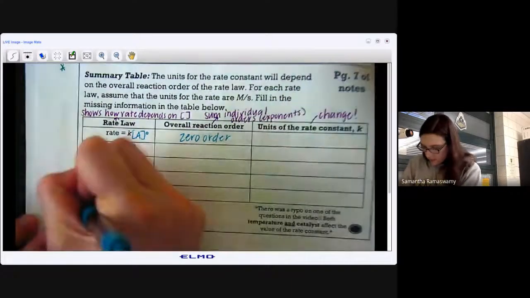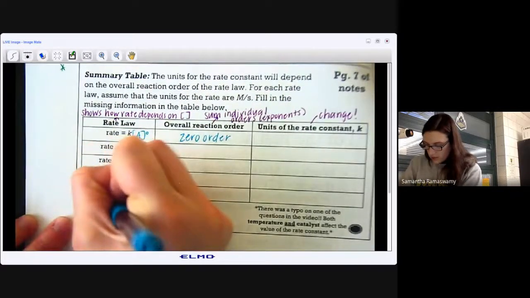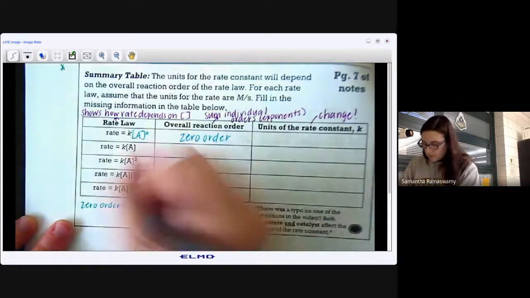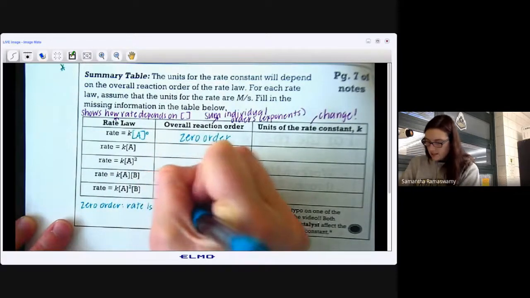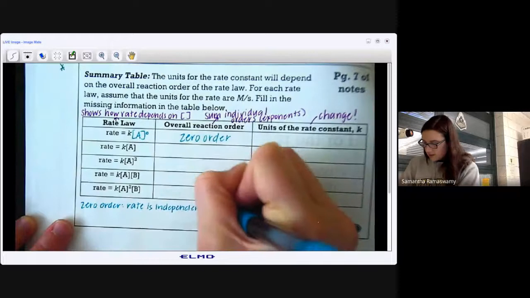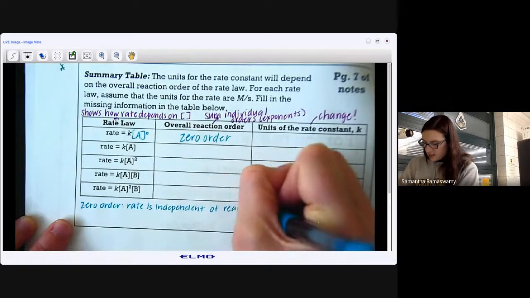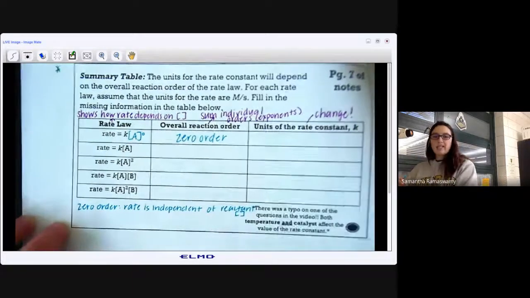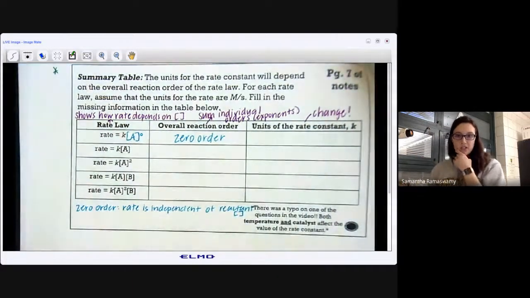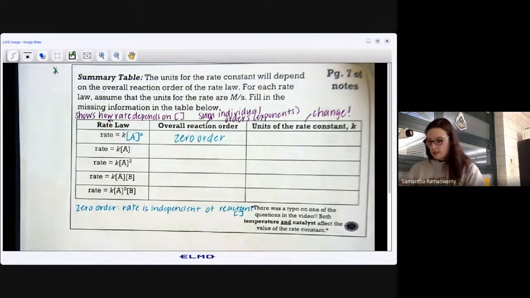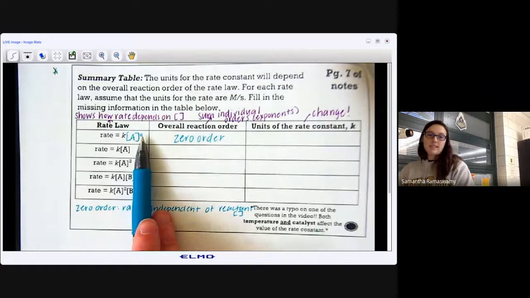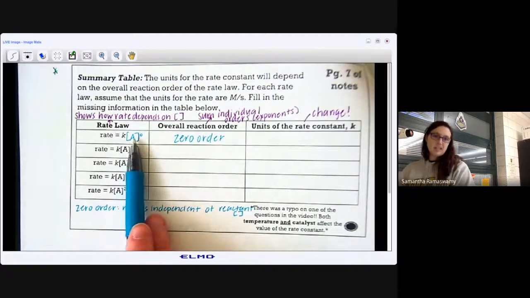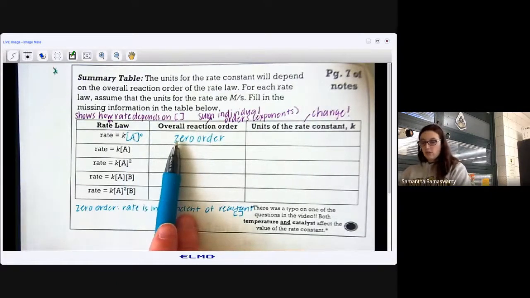Now I'm going to do a quick overview of each of the orders as we go through. Zero order means that rate is independent of the reactant concentration. You're going to notice I'm going to use brackets a lot to simplify concentration, so I don't have to write it out. Since there's no reactant here, it's probably zero order, because A to the 0 is 1, and 1 times k is k. So the overall reaction order is zero order.